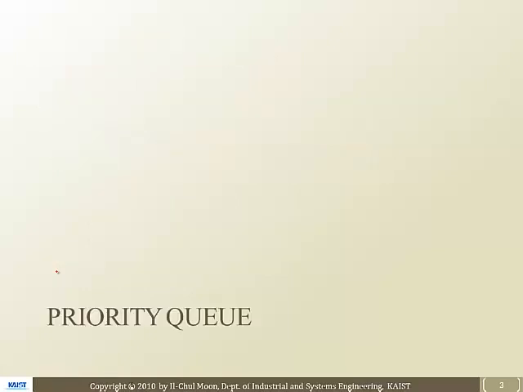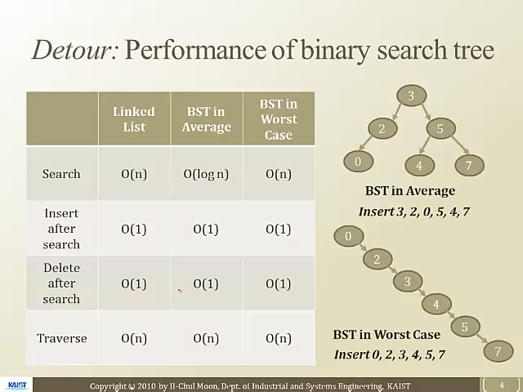So let's start. First things first, priority queue. Queue is something quite familiar to you, and here we are adding priority to the queue concept. Before we start, we are going to check the performance for a little bit. It's the last slide of the previous lecture, the performance of the binary search tree.